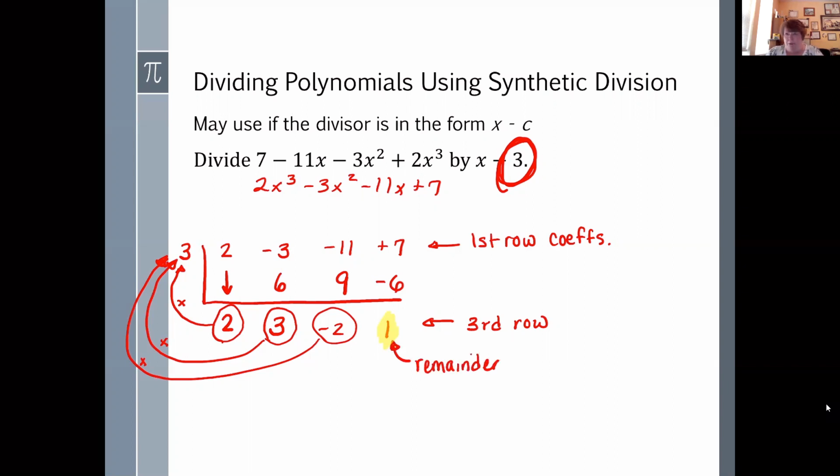The other numbers in that third row are coefficients on my quotient. So the 2, the 3, and the negative 2 are coefficients on my quotient.